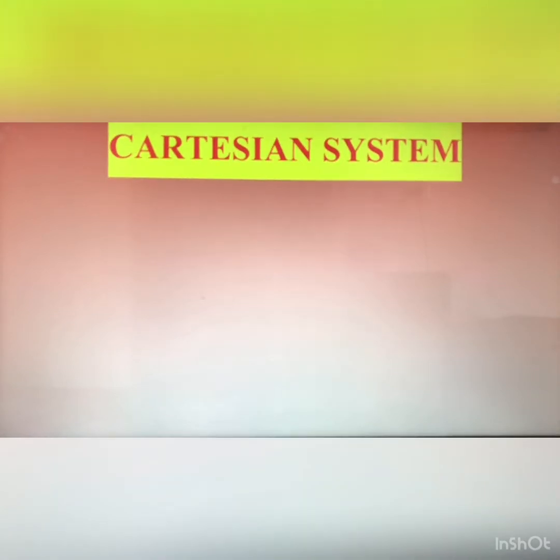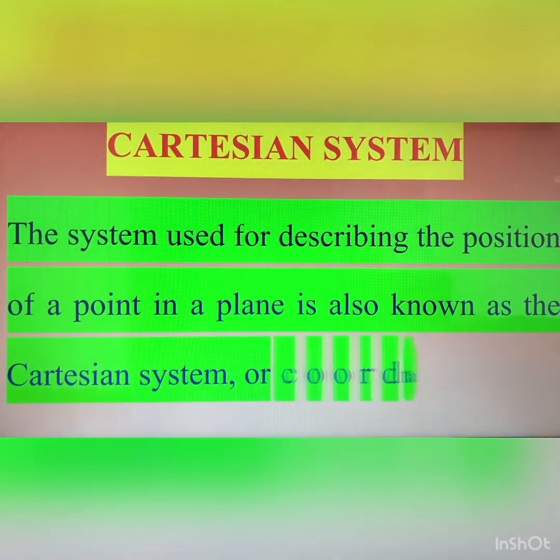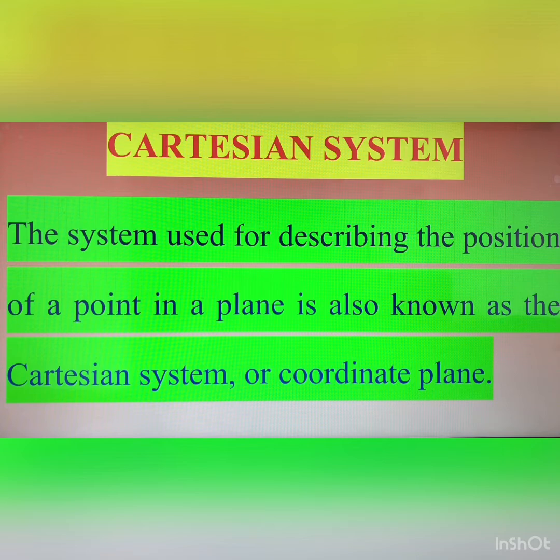So what is the Cartesian system? The system used for describing the position of a point in a plane is also known as the Cartesian system or coordinate geometry. Means to find the position of a point, that is known as the Cartesian system or coordinate plane.